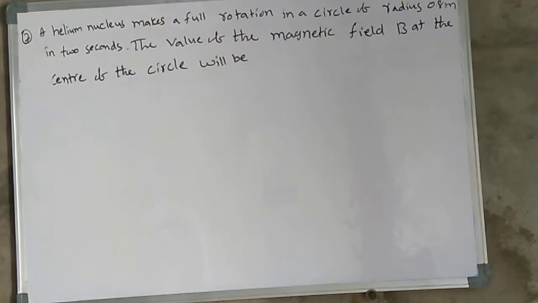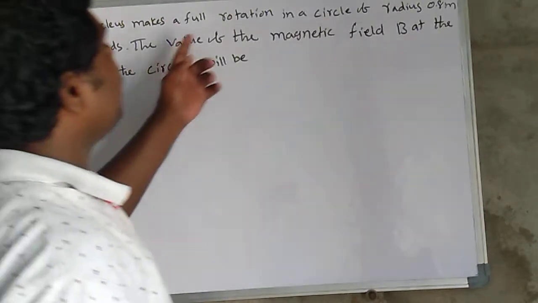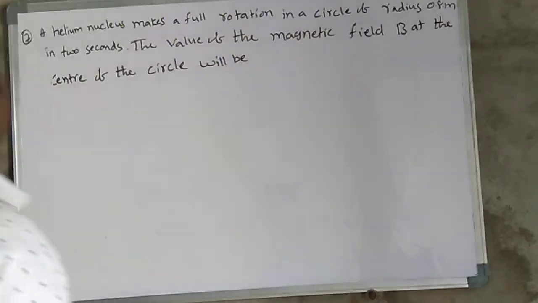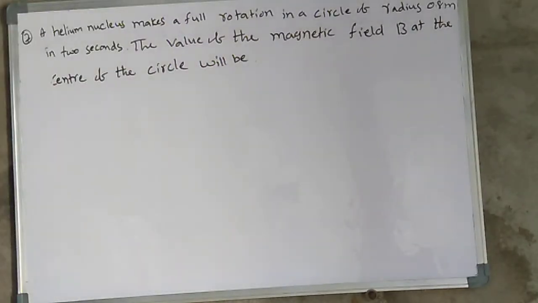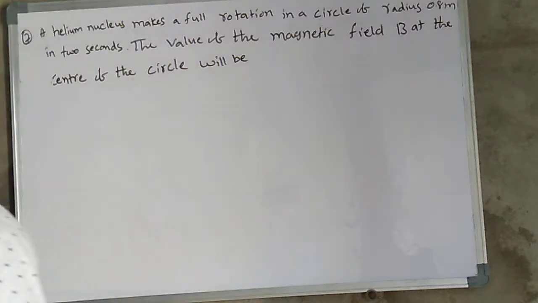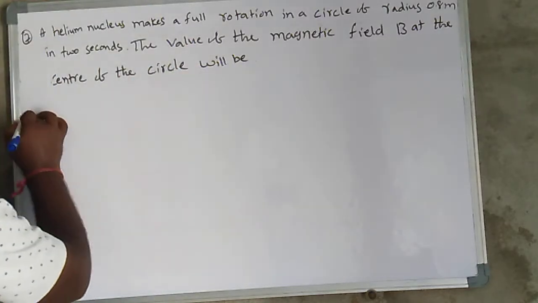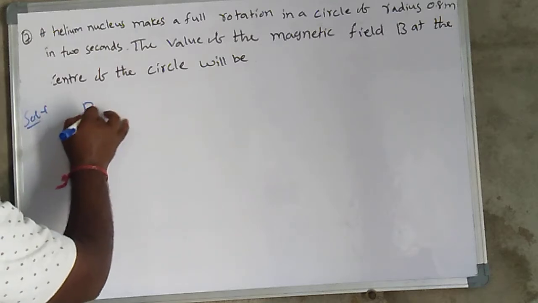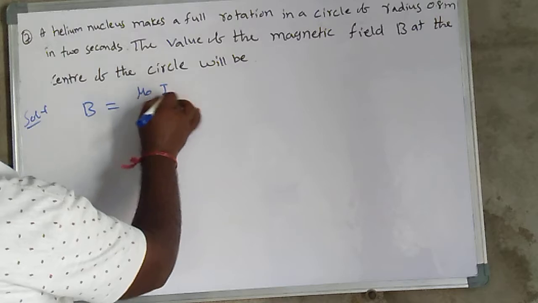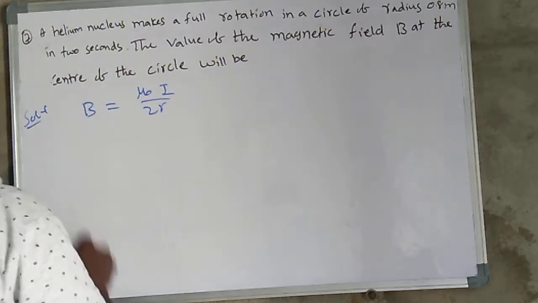Another important model: a helium nucleus makes a full rotation in a circle of radius 0.8 meter in 2 seconds. The value of the magnetic field B at the center of the coil will be? So, solution: magnetic field at the center of the coil is equal to, already we know, mu naught I divided by 2r. Here the I value we don't know.